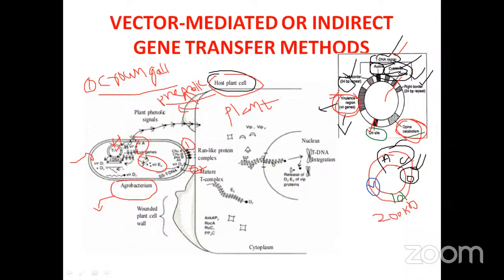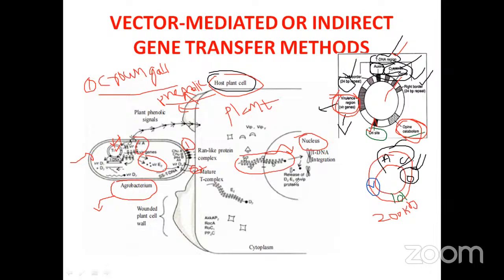After entering the host cell, in the plant cell, the tDNA gets covered with virulence E2. This covering protects the tDNA from degradation in the nucleus, because the plant cell nucleus already has nuclease enzyme. If single-stranded tDNA is present and enters the nucleus, what is the function of the nuclease enzyme? The nuclease enzyme breaks the tDNA, right?